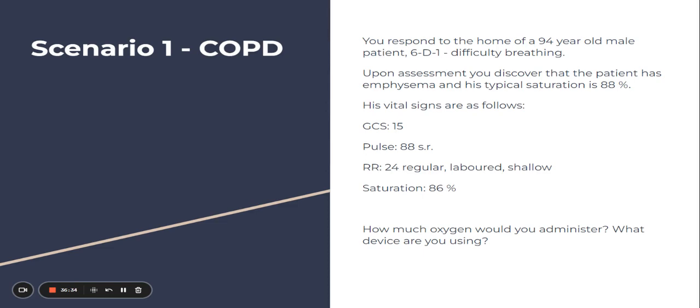Vital signs are as follows: GCS 15, saturation is 88%. Pulse is 88, strong, regular. Breathing at 24, regular. Labored and shallow. Sats are at 86%. So how much oxygen would you administer?